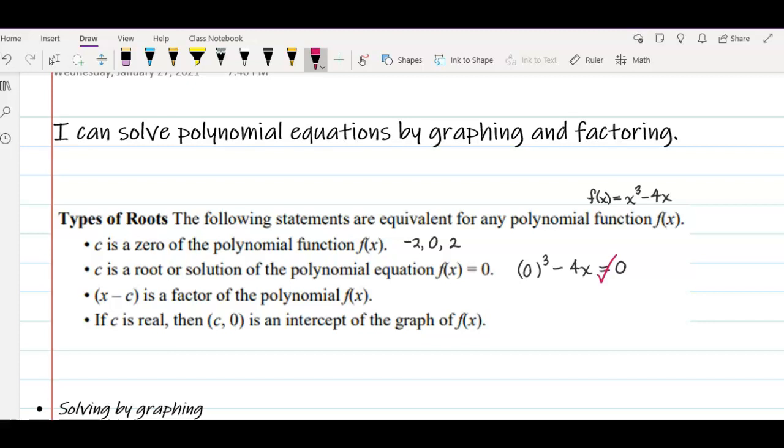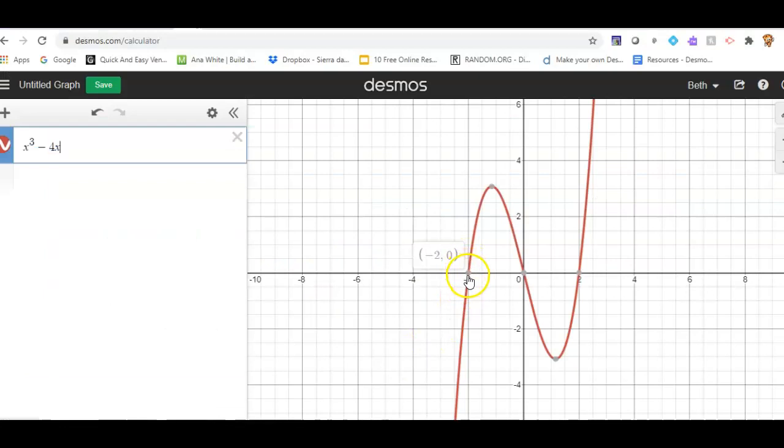Also, if I wanted to write factors of this polynomial, I could write x plus 2, I could put x plus 0, and I could have x minus 2. Those would be the factors, where you replace this letter C with all the different numbers to make the factors. Finally, if C is real, then C comma 0 is an intercept of the graph. So looking at this picture, this is an x-intercept, this is an x-intercept, and this is an x-intercept.